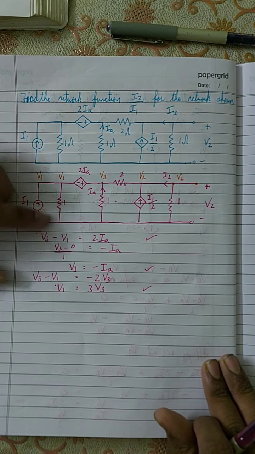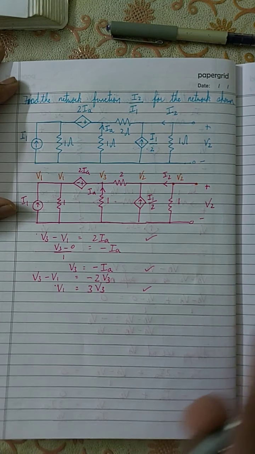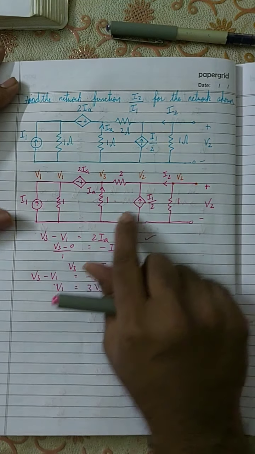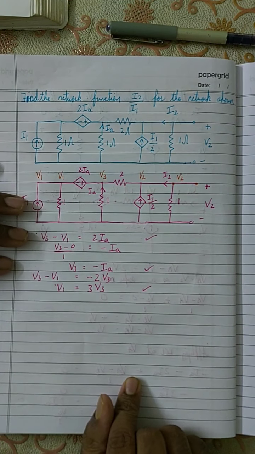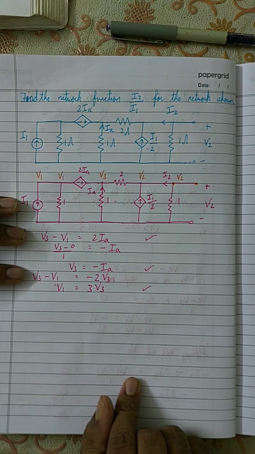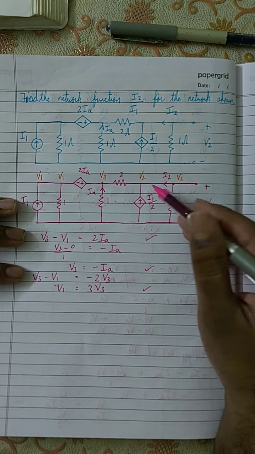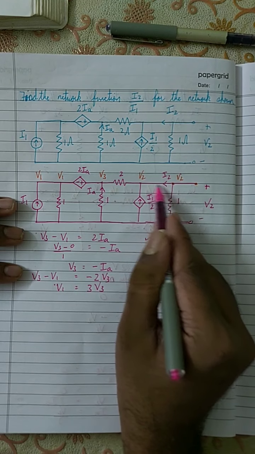Okay, so I found that equation. Now what else could I write? Now let me start writing the node analysis. Let me start applying the KCL. First I will apply KCL over here. What is the equation for KCL over here? The equation starts from this branch right here. The current through this branch is I2.